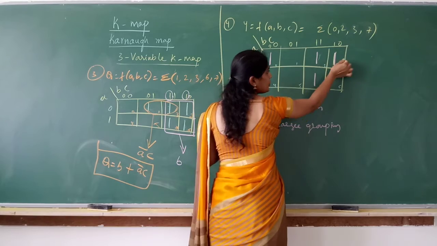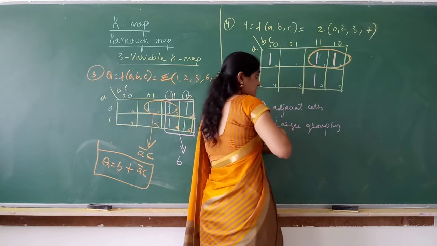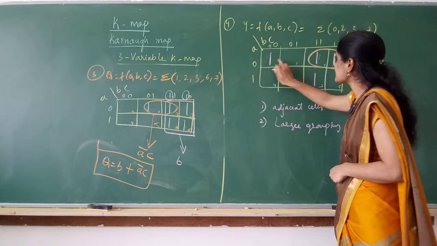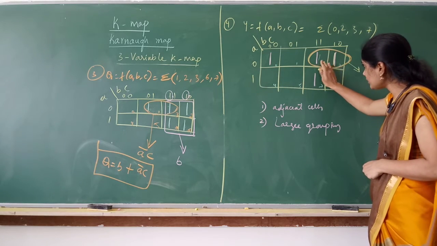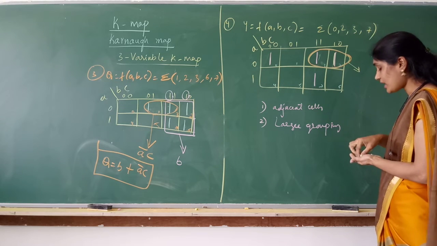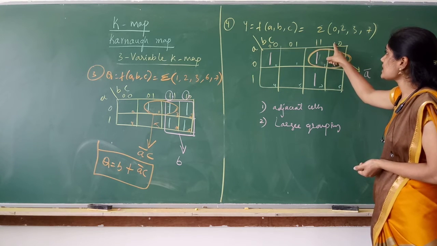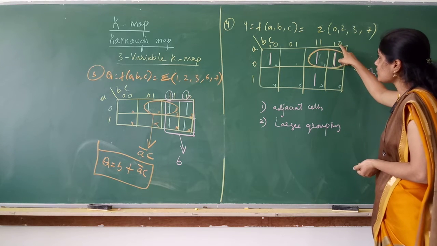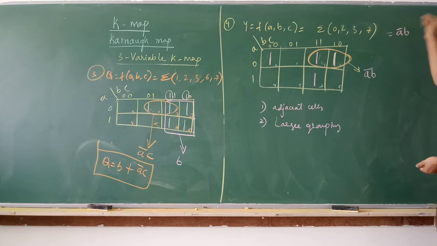So what I do is group 2 and 3 first, because they are adjacent. What is the equation I get when I group 2 and 3? What is A? A is taking 0 for both 2 and 3. When you write the equation, just look at only that particular group for the variables. For these 2 cells, A is taking 0, so I get A bar. For these 2 cells, B is taking 1, so write B. And C is taking 1 for this cell and 0 for this cell, so it will get cancelled. So A bar B is one term I have got.